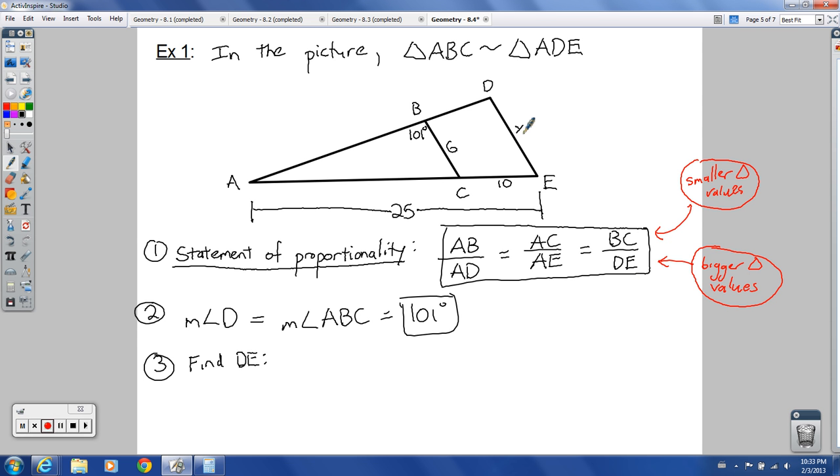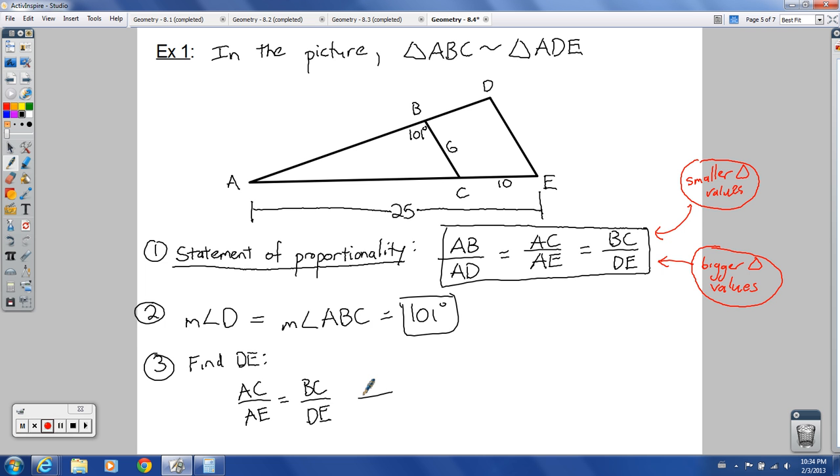So why don't I do that up here? I'm going to call that X. And why don't I actually leave that out? Could you call this X? Could you label it like that? Yeah. I'm going to show you what else you could do. So you could say that AC over AE equals BC over DE. Where did I get that from? I got that from my statement of proportionality.